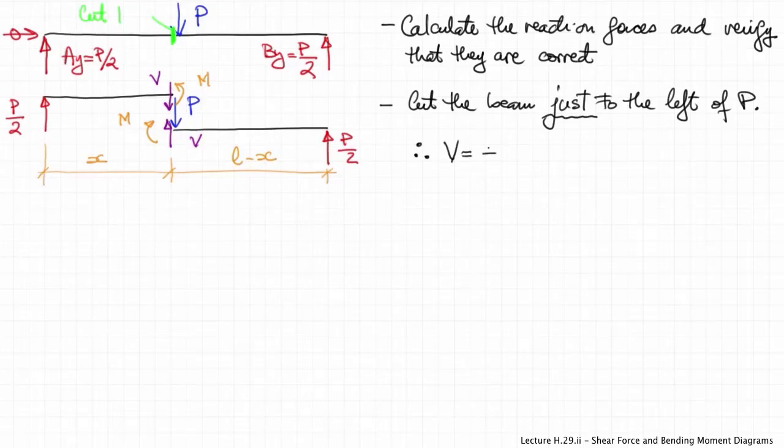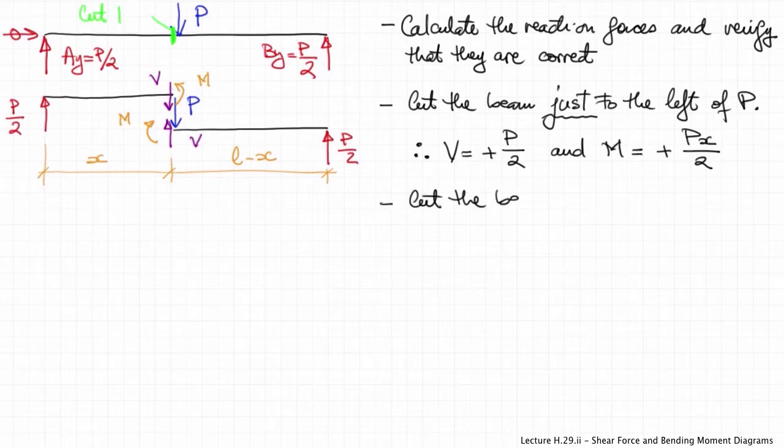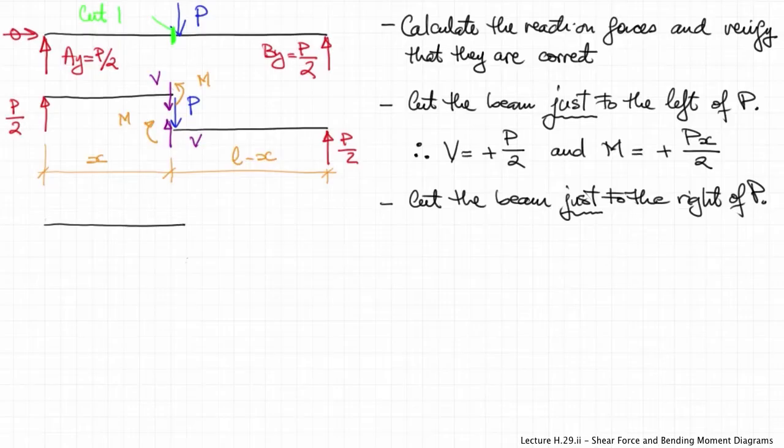As you can see, there is obviously no axial force in this beam because the forces have no component along the beam and the horizontal reaction at A is 0. So if you look at the equilibrium of the left-hand side, for example, we will get that the shear force will be positive half P and the bending moment positive P times distance x divided by 2. So the shear force is constant, the moment has a linear variation.